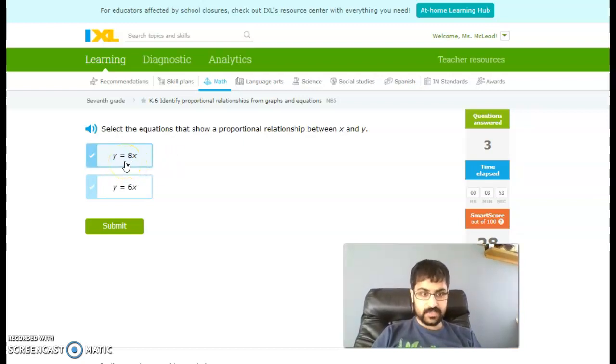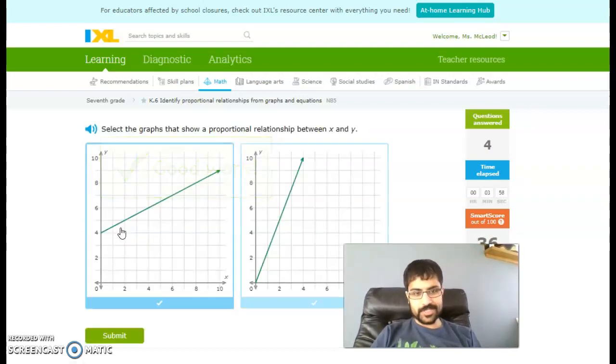I see y equals 8x, y equals 6x. So let me check both of those off. Tells me it's right. I feel so good about this. All right, two more straight lines.